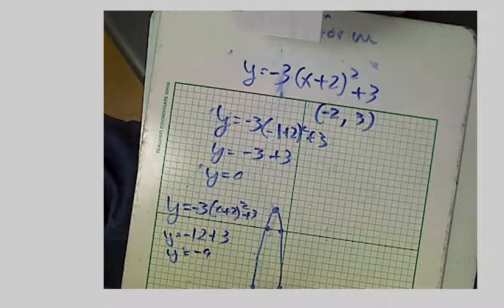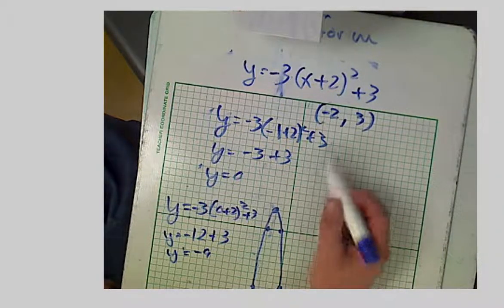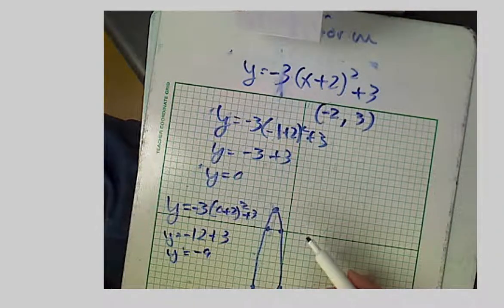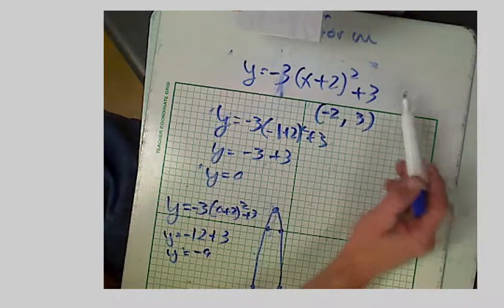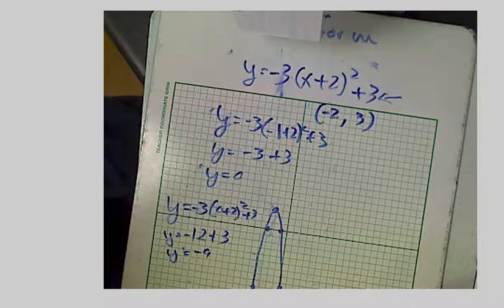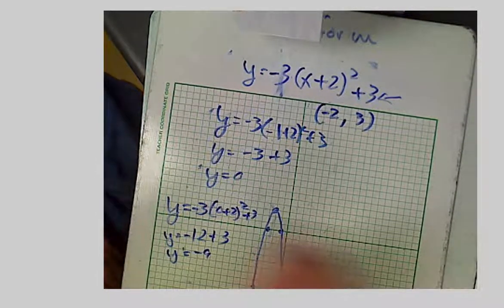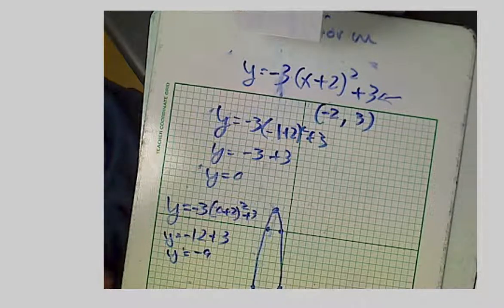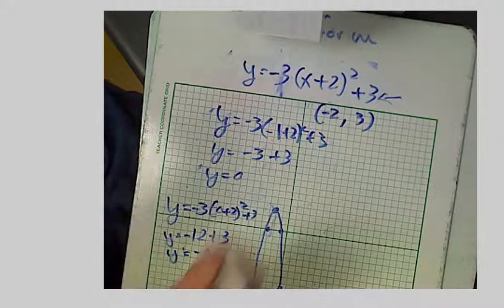And there we go. That is the equation y equals -3 (x plus 2) squared plus 3. So we have a fair amount of experience graphing like this with the transformations and all that kind of stuff. So now we're going to look at how to get to that form.